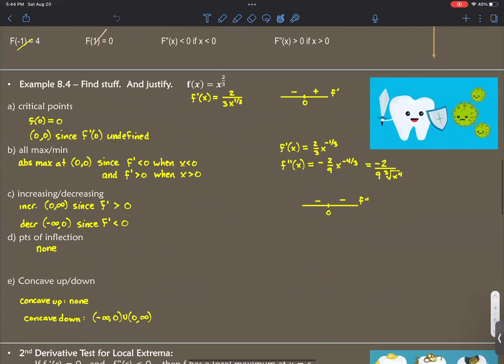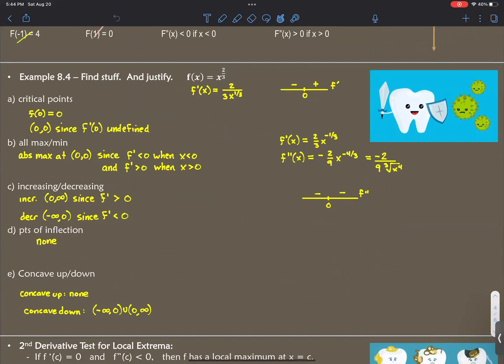Example 8.4, finding some things. Also practicing with those justifications. This time we're going with f equals x to the 2/3. Looking through the list of stuff we're finding, we know we're going to need first and second derivatives eventually, so I've done that work here.